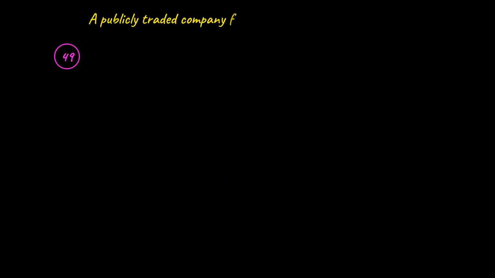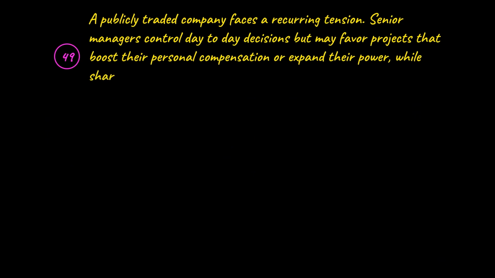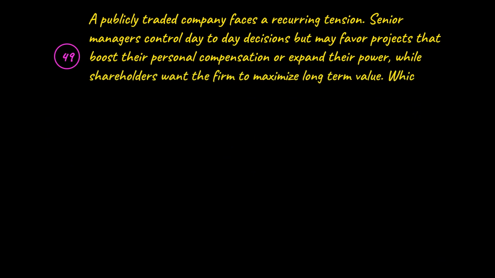Question 49. A publicly traded company faces a recurring tension. Senior managers control day-to-day decisions, but may favor projects that boost their personal compensation or expand their power, while shareholders want the firm to maximize long-term value. Which ethical concept best describes this tension?